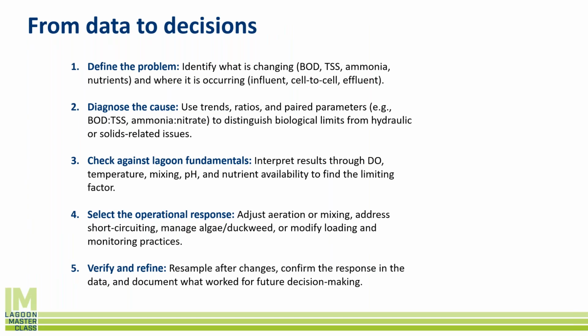How can I manage algae and duckweed? Do I need to put a floating cover on the last cell to make sure I don't have algae and duckweed in my last cell? Modify the loading. Do I need an excess flow basin? Do I need an equalization basin? What should I be doing here to get that flow going into the system in a proper way?